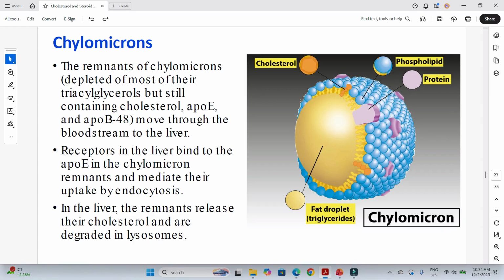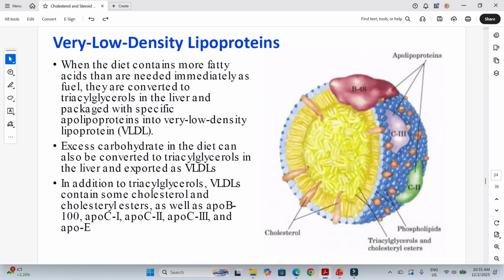So the liver, in this case, essentially collects the excess cholesterol that has been carried by the chylomicrons. Okay, so those are the chylomicrons. Let's now turn our attention to the VLDL, or the very low density lipoprotein. Okay, cartoon representation is shown here.